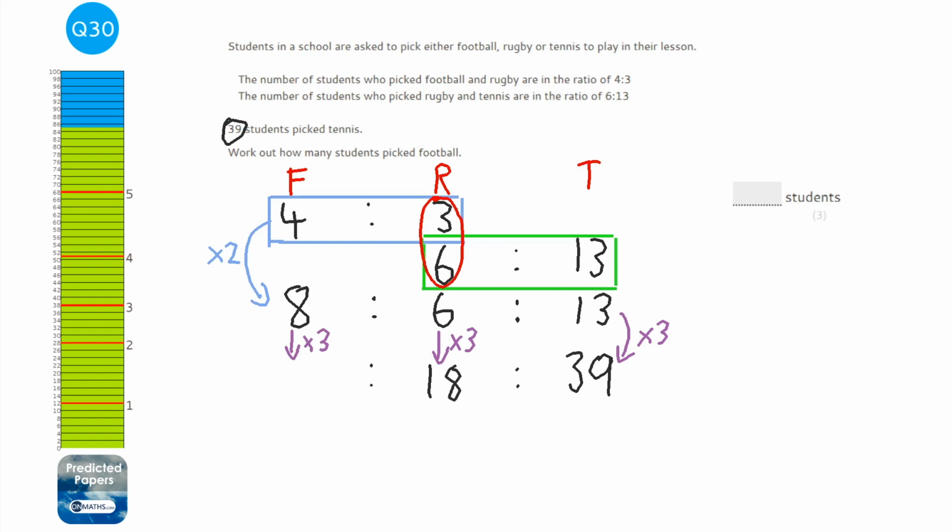And 8 times 3 will be 24. So we've already answered the question, because if there's 39 tennis, there's going to be 24 football. This is not the easiest ratio question out there, but if you just try and link the two ratios together, then it will start to make sense and it will start to become a lot easier.